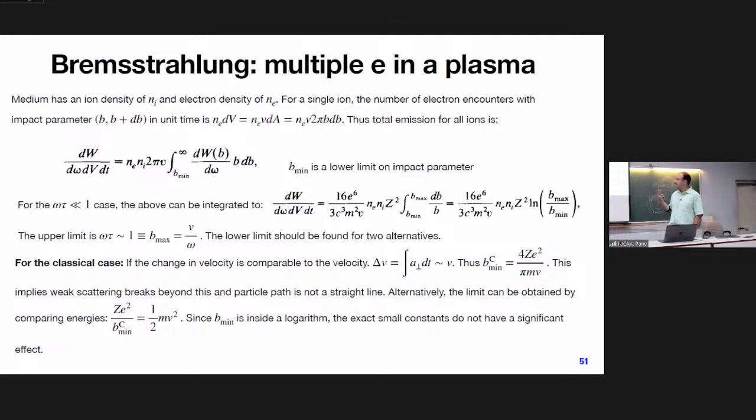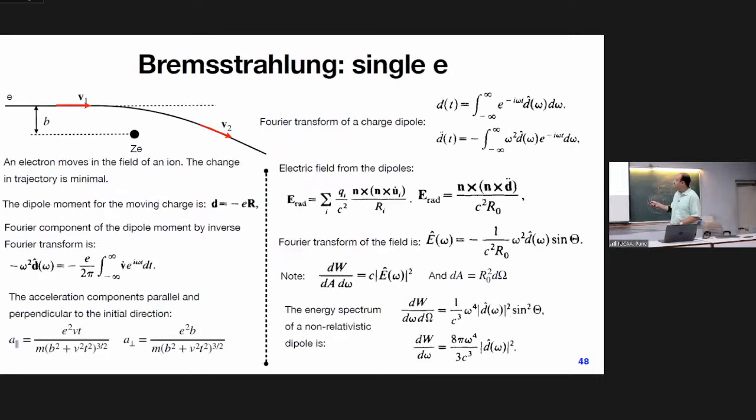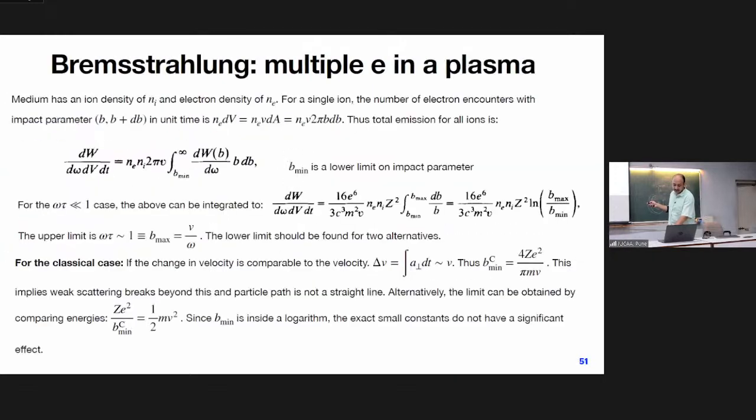So what are the two limits that we are considering here? In the classical case, when we are not considering the uncertainty principle, initially, as I had discussed, the change in the trajectory is quite small. But if the change in the velocity becomes comparable to the velocity itself, then the change in the trajectory is very large. So then we have to consider a proper scattering phenomenon, which we'll see later. So that gives you a b minimum here.